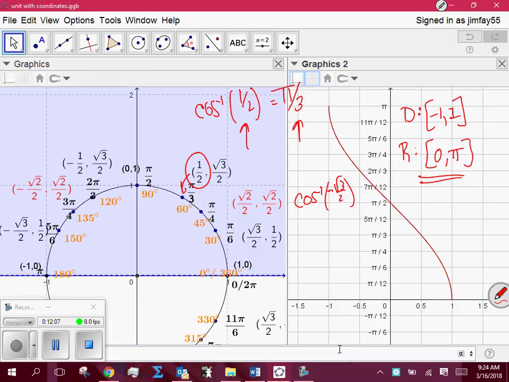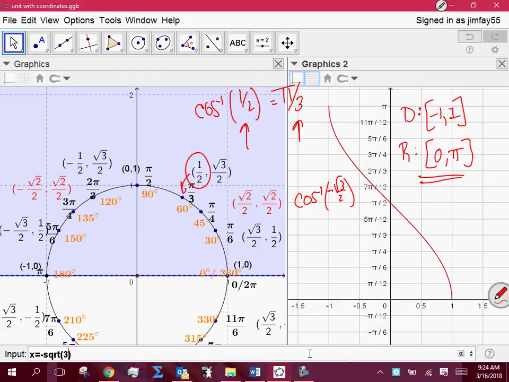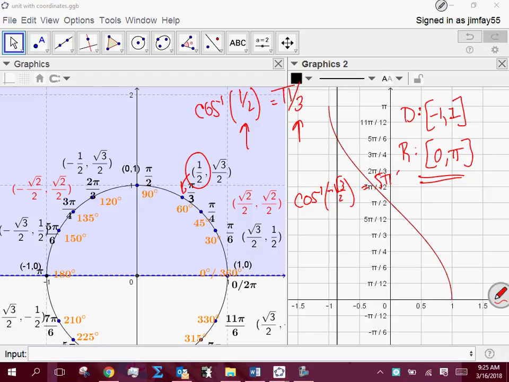But the easiest way, and you can do this on Desmos or on GeoGebra, to find that y value, I would type in x equals negative square root of 3 over 2. So now I'm looking for the place on the y-axis where I get that point right there, right? Does that make sense with everybody? And that y value is 5 pi over 6. So this answer would be 5 pi over 6.